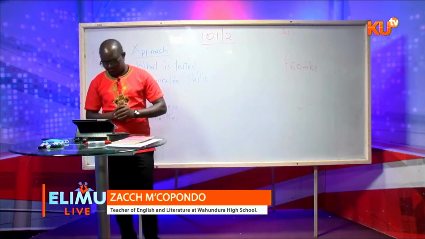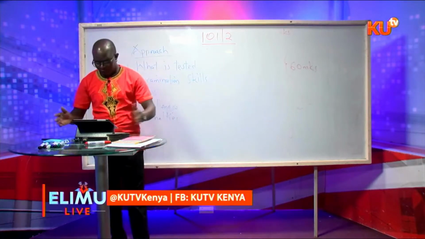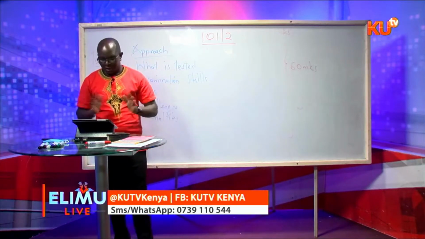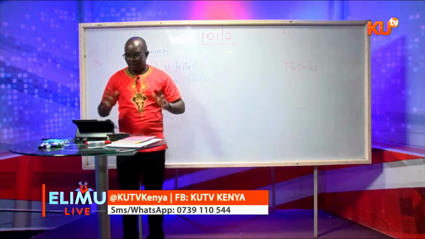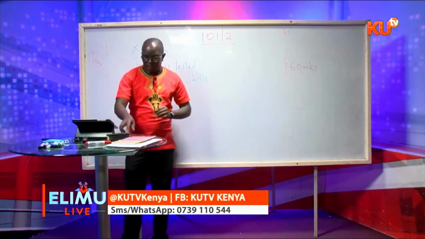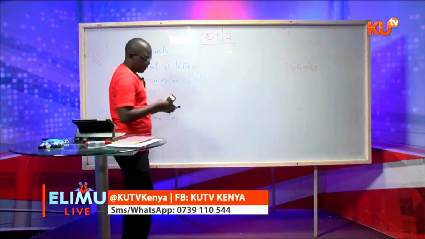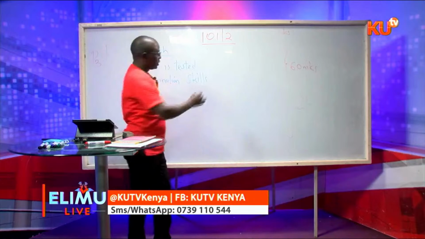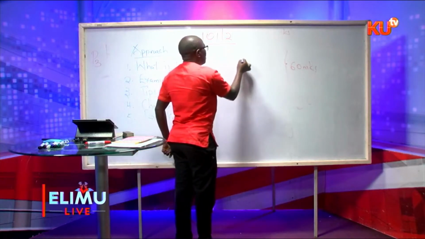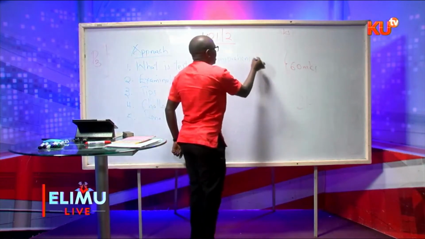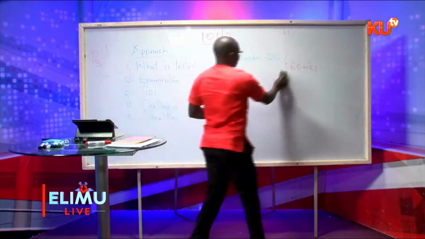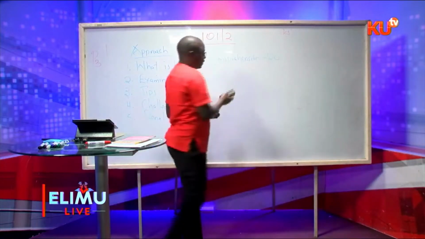I'm going to take us through this, and remember, my name is still Zacch Opondo, a teacher of English and Literature at Ahundura High School. So we want to look at what is tested in English Paper 2, 101/2. Question 1, as we said, this paper is divided into 4 different parts. Question 1 is the comprehension, and comprehension usually carries 20 marks.